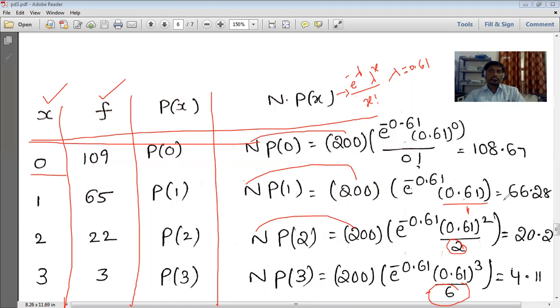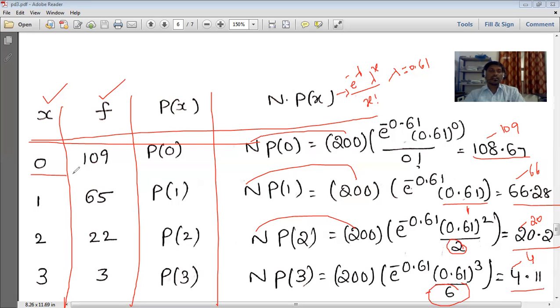200 into this one: 66.28, 20.2, 4.11, 108.67. So here it is, these are the expected frequencies, but frequencies must be integers. So simply we can write this as 109, this is 66, this is 20, and this is 4. Okay, so these are the expected frequencies we got.